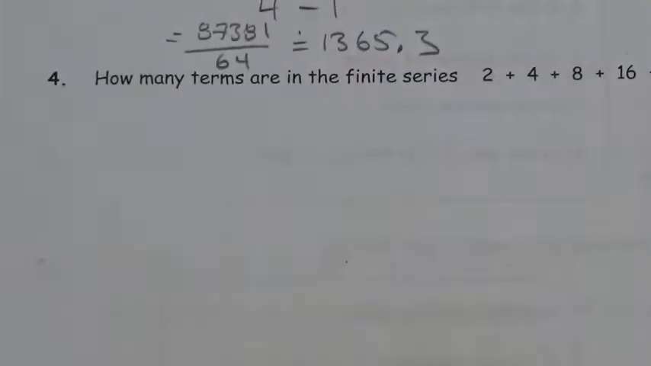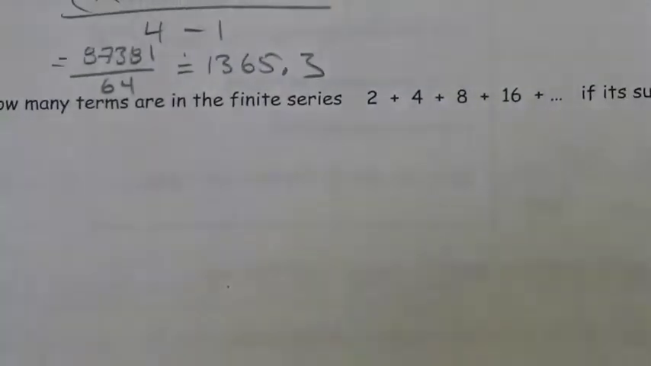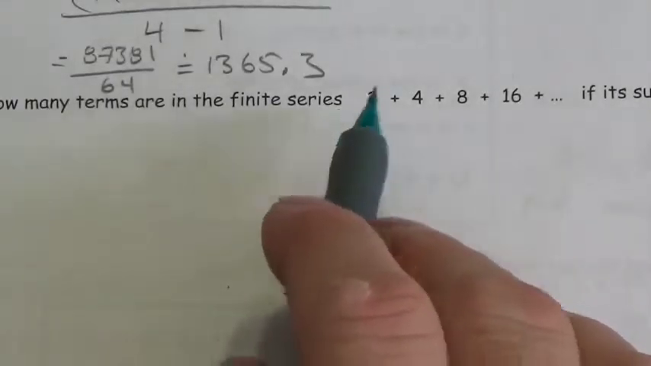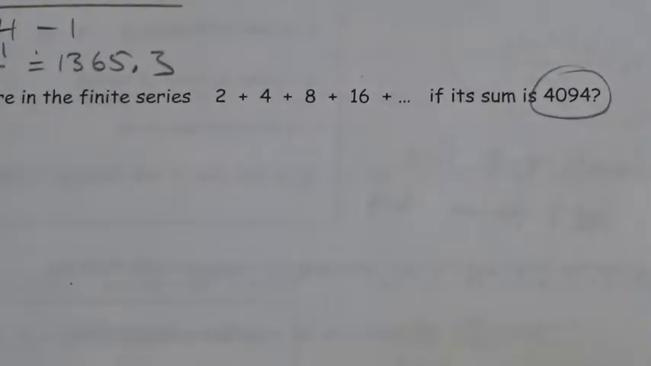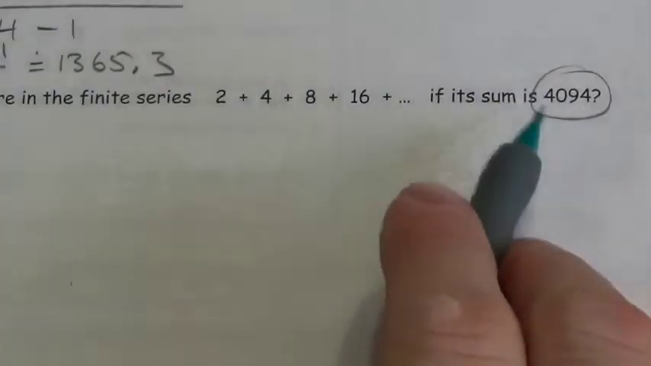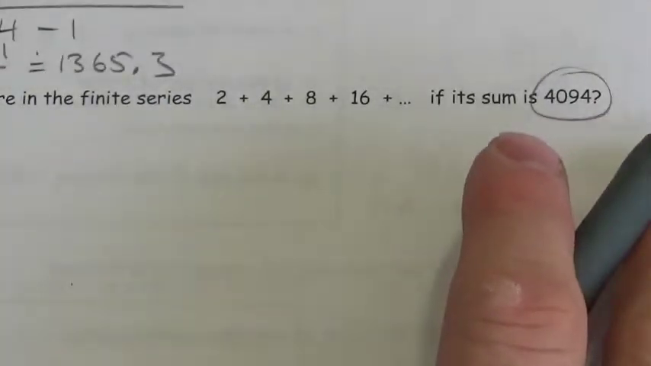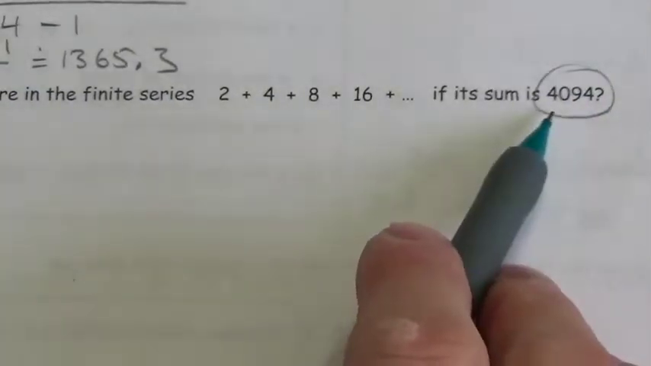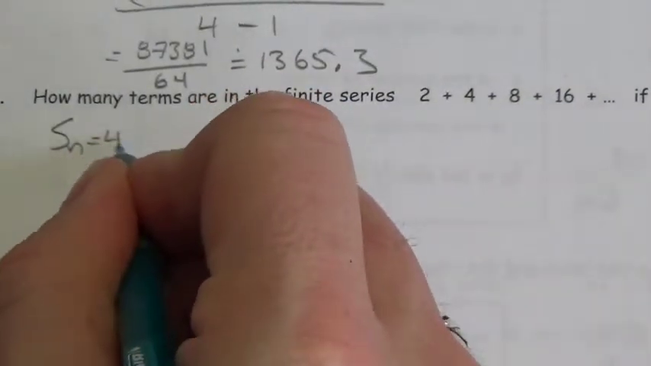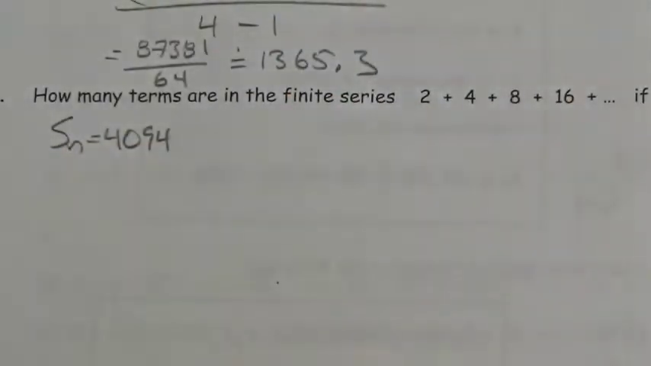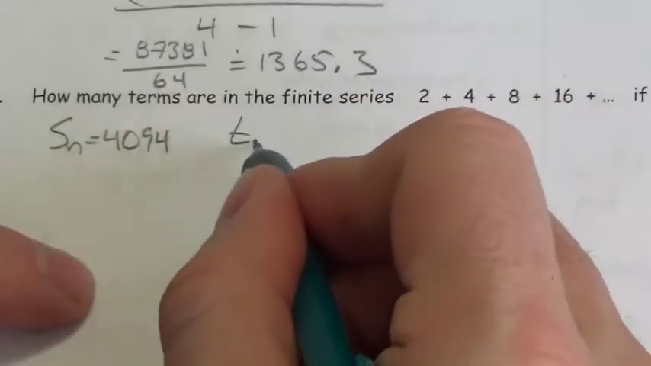4. How many terms are in the finite sequence 2, 4, 8, 2 plus 4 plus 8 plus 16 plus so on, if the sum is 4,094? Now, really important that I point this out here, because anytime this question gets done, there's usually a large group of people that treat that as if it was the nth term, and it's not. That is the nth sum. 4,094. I don't know how many terms there are in the sequence, but I know what the sum is in this case. I also know what the first term is.